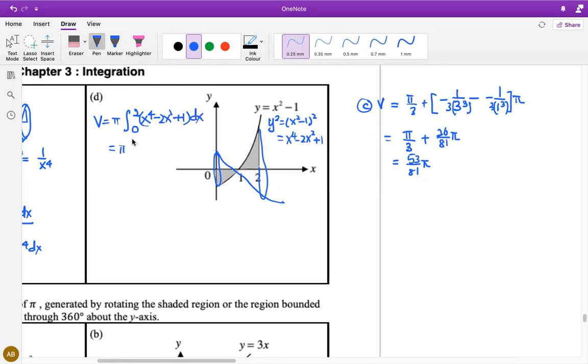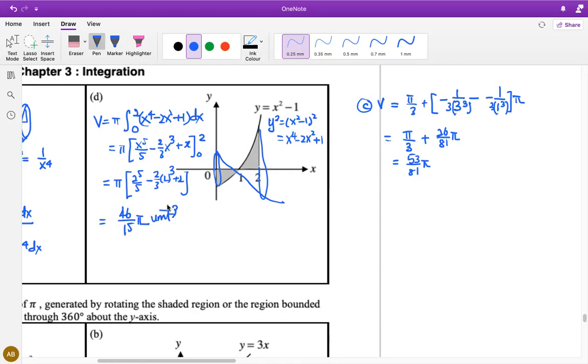Okay, so we integrate pi. So you get x to the power 5 over 5 minus 2/3 x cubed, then plus x, from 0 to 2. So you substitute the value in: 2 to the power 5 over 5 minus 2/3 times 2 to the power 3, and then plus 2. Okay, so you get the answer. 32/5 minus 16/3 plus 2. So you get 46/15 pi.